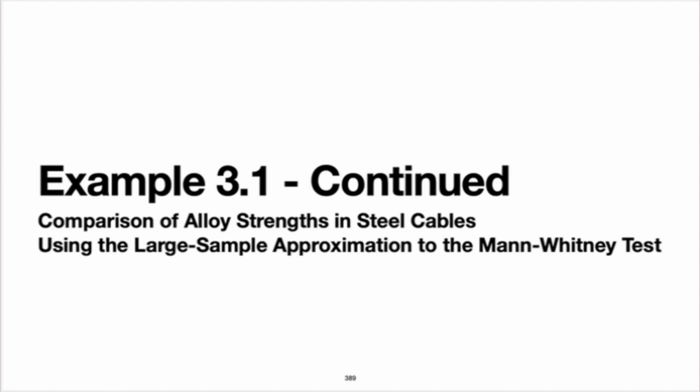We've already seen those. We've done those tests. We've done the Mann-Whitney test, the exact test, using table A10. Now we're going to revisit these examples and use the large sample approximation to that Mann-Whitney test. So we're still doing a Mann-Whitney test, but we're approximating. And so let's take a look at this.